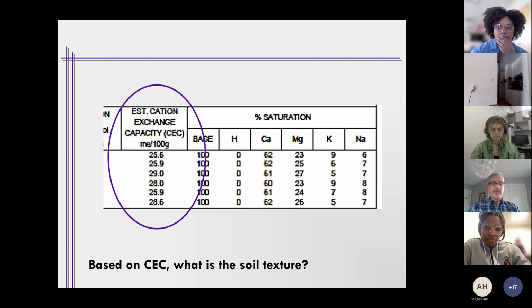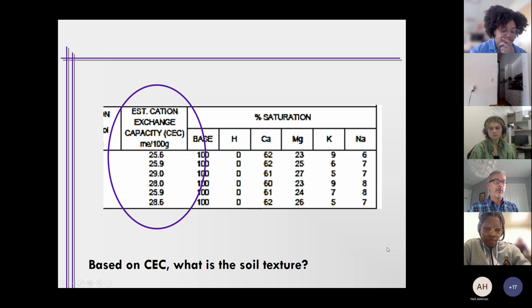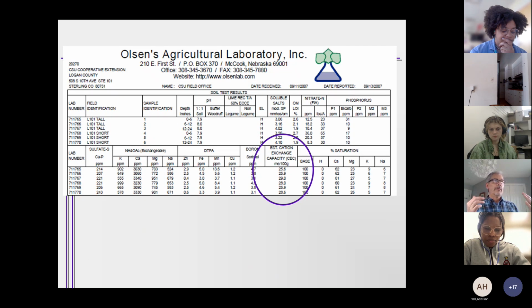What's the texture? If you have your notes open in front of you, or looked at the screen I just posted, 25 to 30 most likely puts you in the clay and clay loams category. Now, if I go back a slide, on this soil test there's no place where soil texture is identified. But if it was identified on this sheet, I would hope that it would say a clay or a clay loam. And it probably would, to be honest with you.